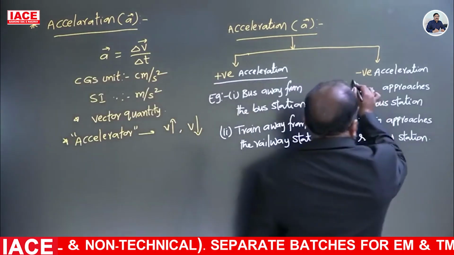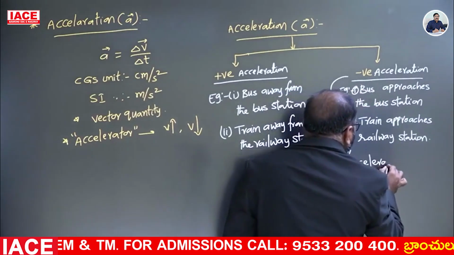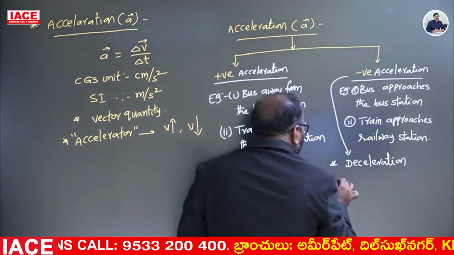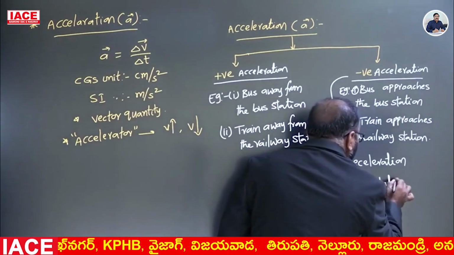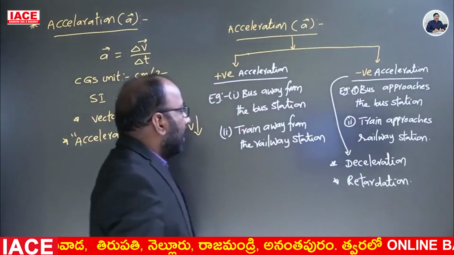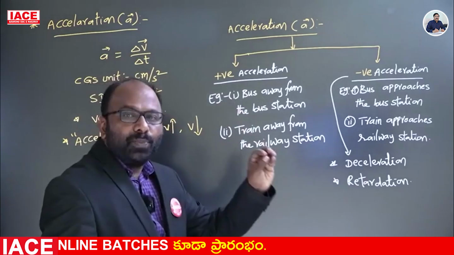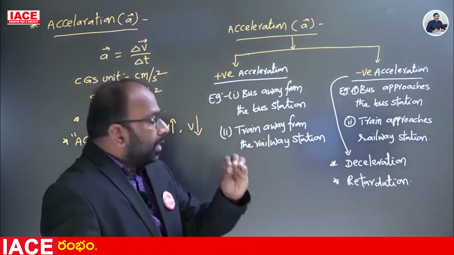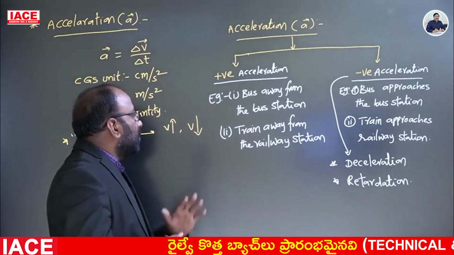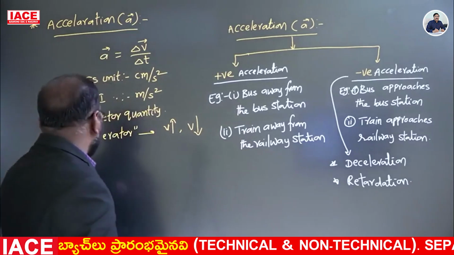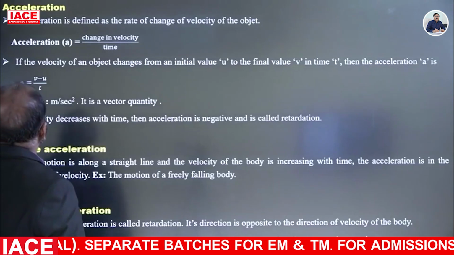Negative acceleration is also called deceleration, or it is also called retardation. Retardation, deceleration, or negative acceleration, all are the same. When the object reaches the end position or final position, at that time the object has negative acceleration. If it is moving away from the rest position, that consists of positive acceleration. These are the two accelerations.